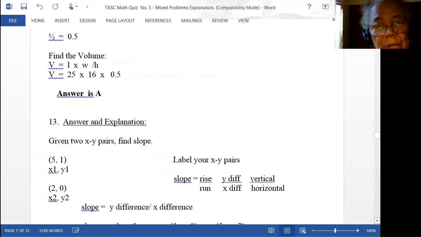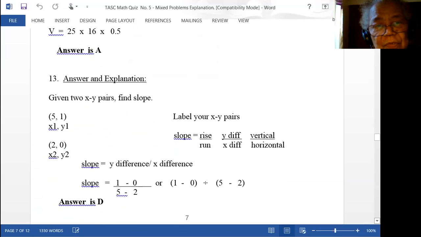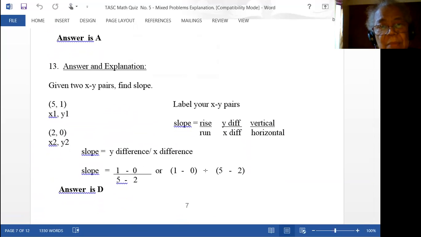Okay, number 13: you're given 2 XY pairs and you find the slope. Now, you remember that slope is rise over run, Y difference over X difference, vertical over horizontal. To make this easier for you, let's label these pairs. So 5 and 1, we're calling X1, Y1. 2 and 0, that pair, we're calling X2, Y2.